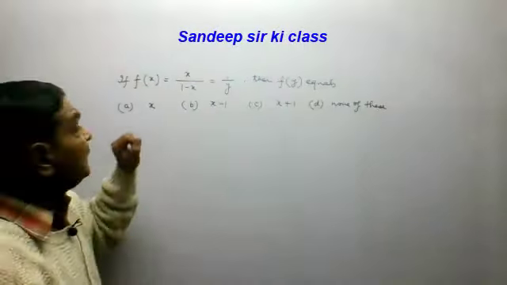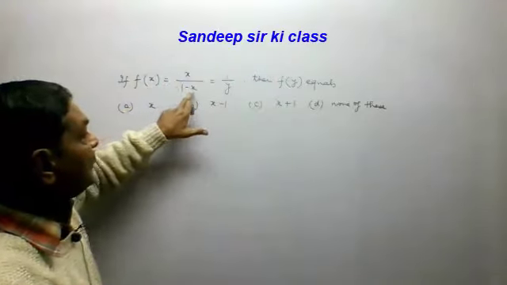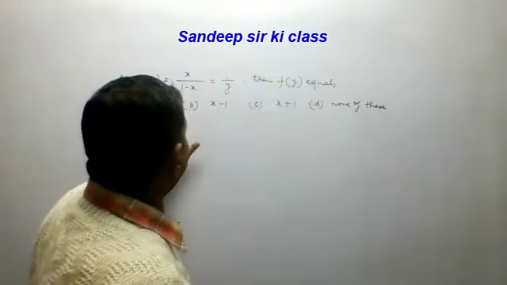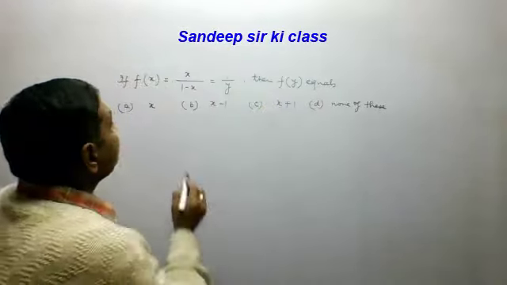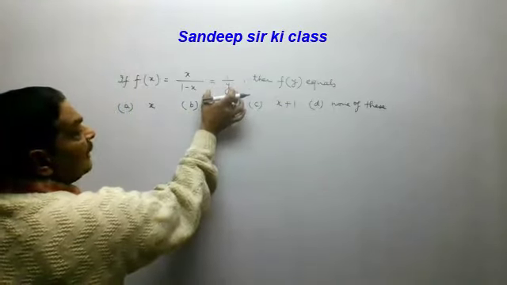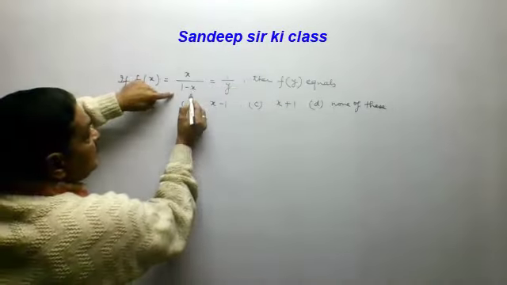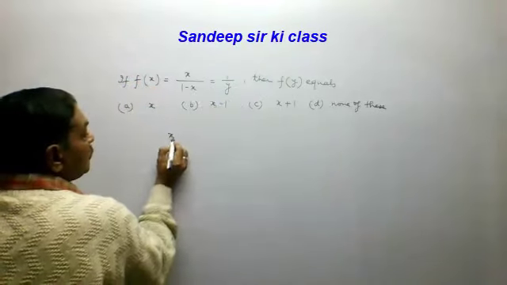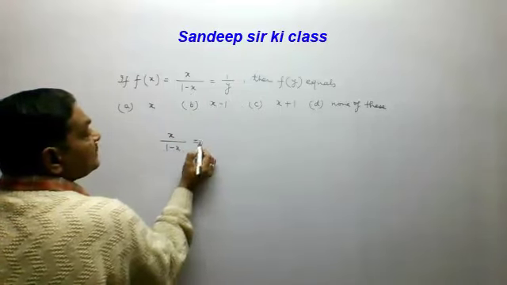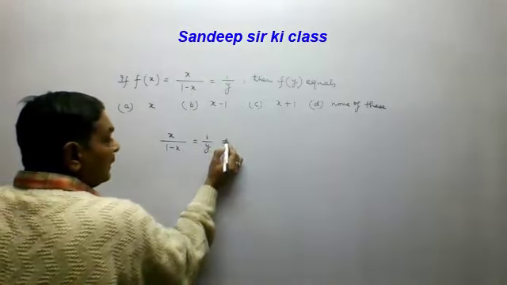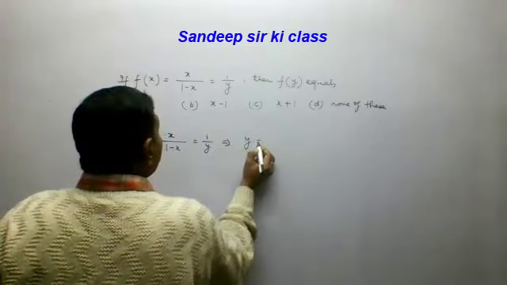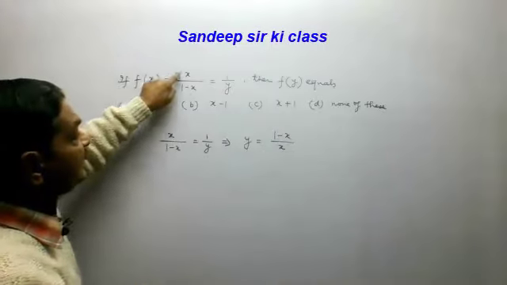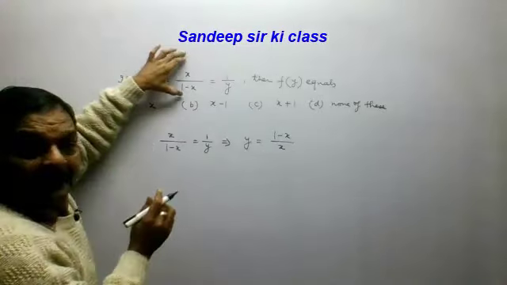Next question is, if f(x) is equal to x upon 1 minus x is equal to 1 upon y, then f(y) equals, these are the 4 options given to us. Now we can find the value of y from this equation, that is, this is the middle part of the equation and this is the third part of the equation. So x upon (1 minus x) is equal to 1 upon y gives us y is equal to (1 minus x) upon x.